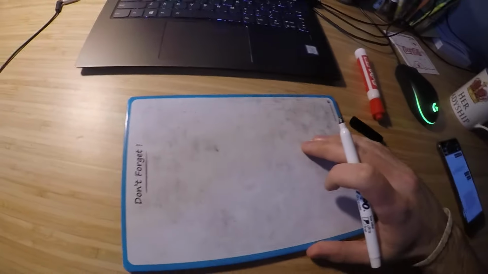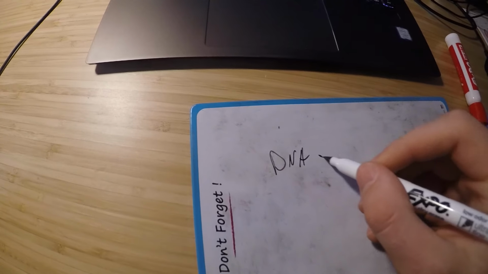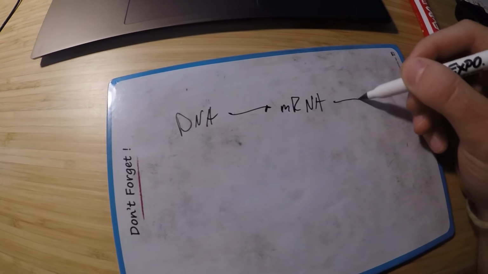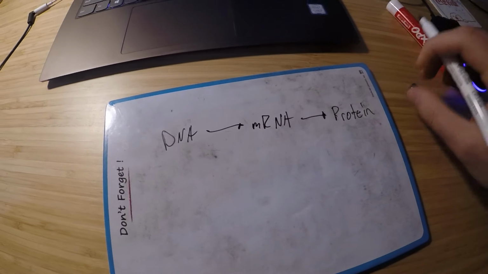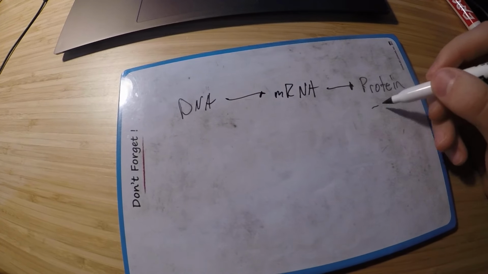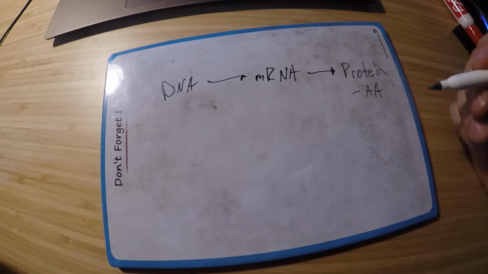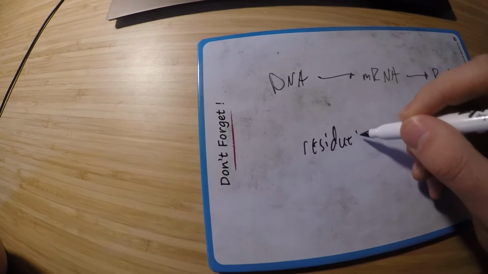All right, Kelly, I'm going to try to explain this right now. Remember that DNA goes to mRNA and eventually winds up as protein once the ribosomes translate it. So proteins are made up of amino acids, right? And we refer to a residue as the individual amino acid, right?